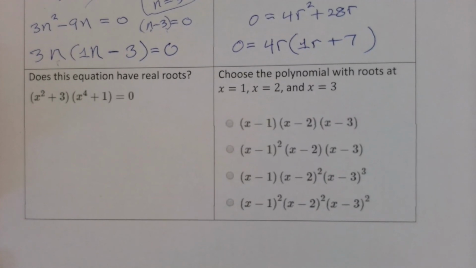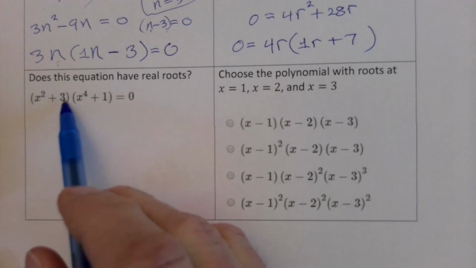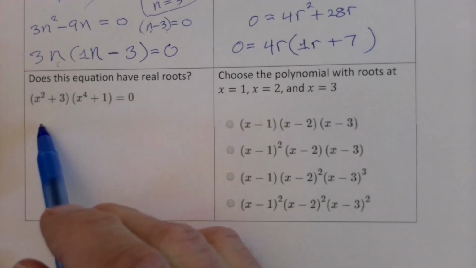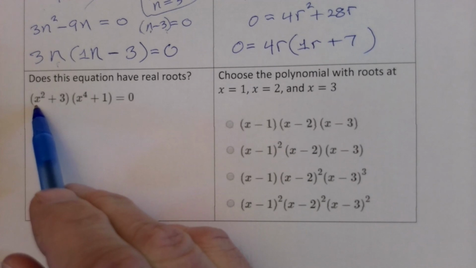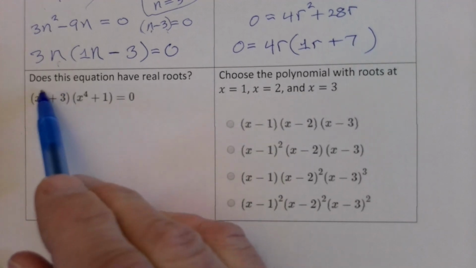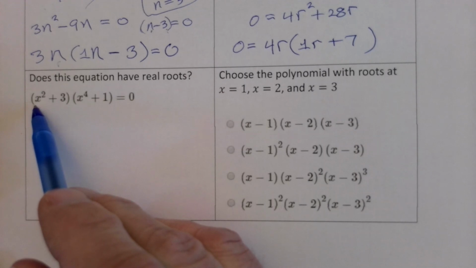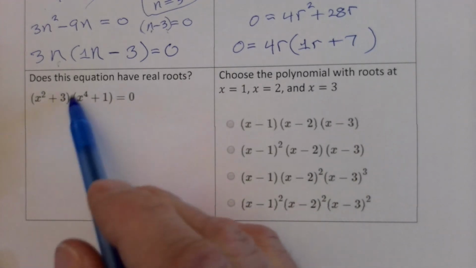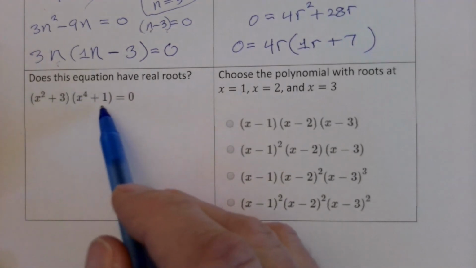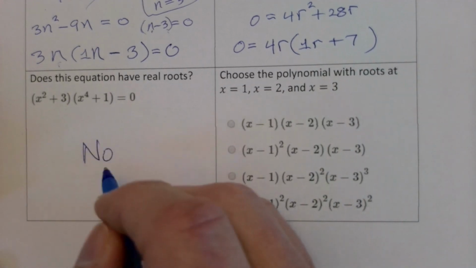Okay, does this equation have any real roots? It does not. Why? You can't make these things into 0. Because if you square a number, any number, the answer is never negative. Negative 5 squared is positive 25. So it turned out the smallest value this expression can have is 3, since x squared is always 0 or larger. So you don't get 0 over here because of this expression. The same thing can be said for this one. This expression is never smaller than 1. So the answer is no.